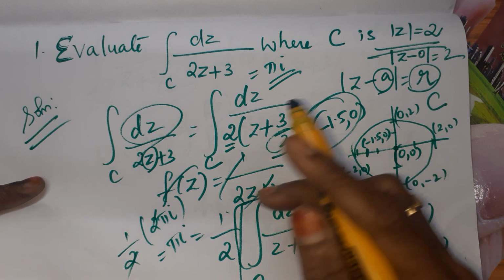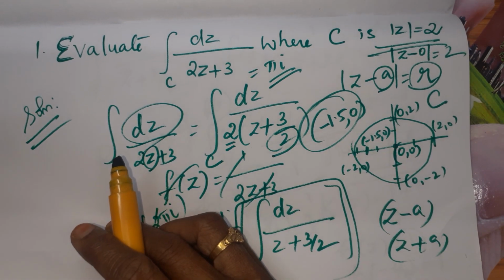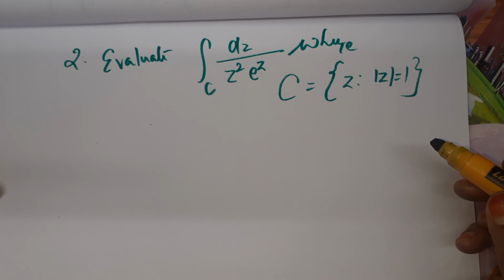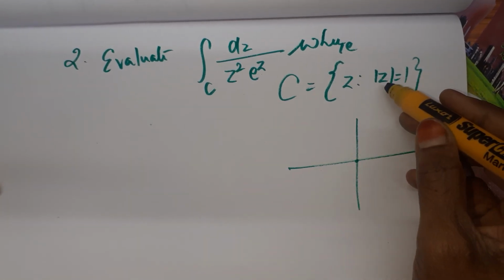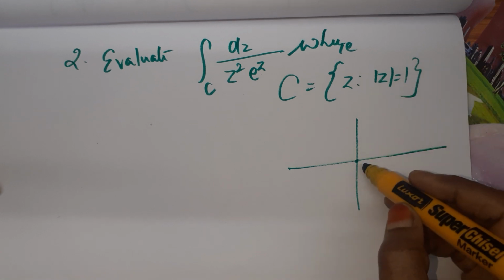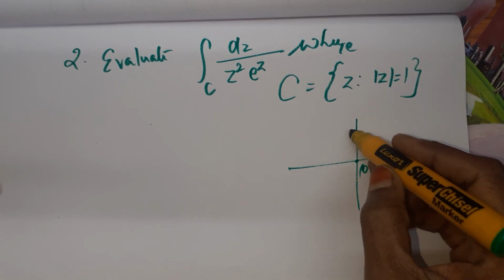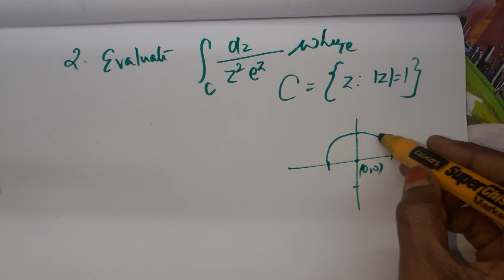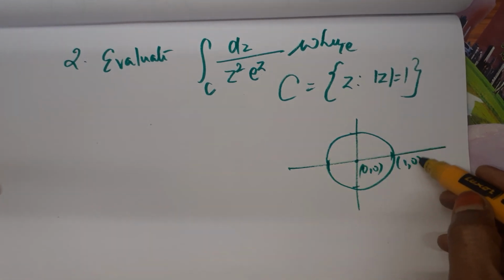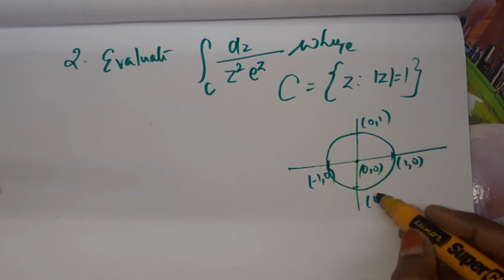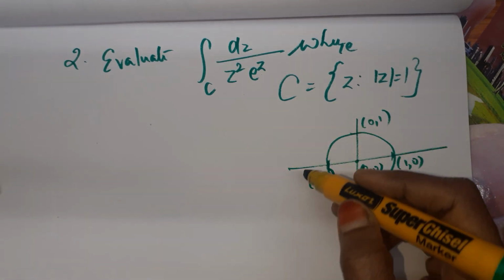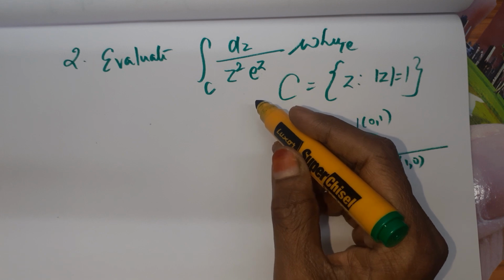Is it clear? Okay. Now come to the next problem. The second problem is to evaluate the integral dz by z squared e power z, where c is a circle with center 0 comma 0. Mod z equal to 1 means center 0 comma 0 and radius 1, so 1 on all sides. So this is 1 comma 0, this is 0 comma 1, this is minus 1 comma 0 and this is 0 comma minus 1. In this we have to calculate the residue.